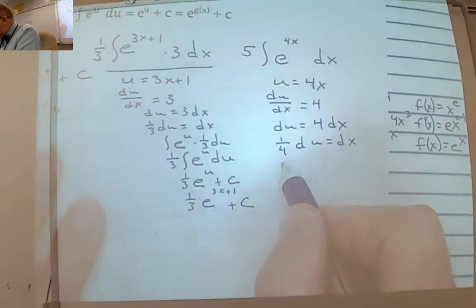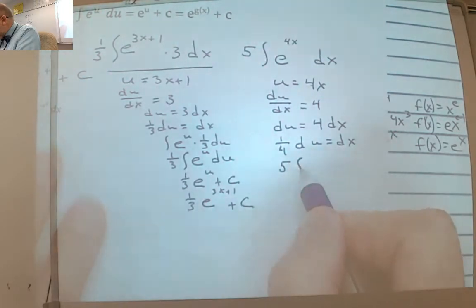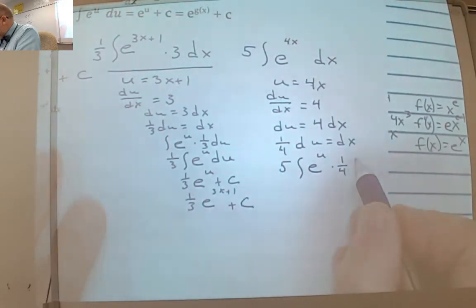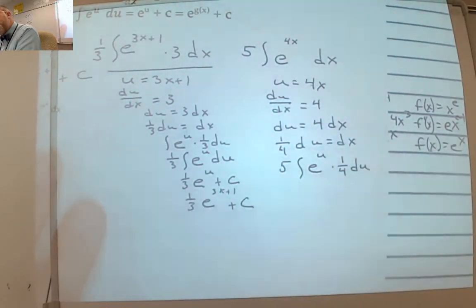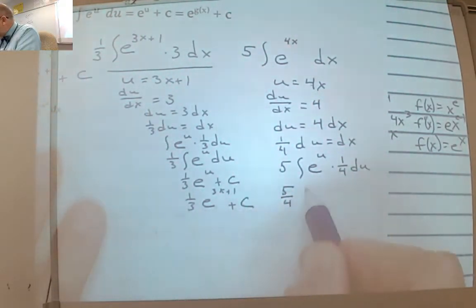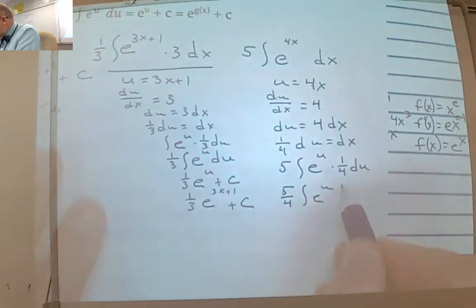So now I've got to substitute. I've got a 5 out there. I've got e to the u. And I have a 1/4 du. Okay? So now I can write this as 5/4 e to the u du.